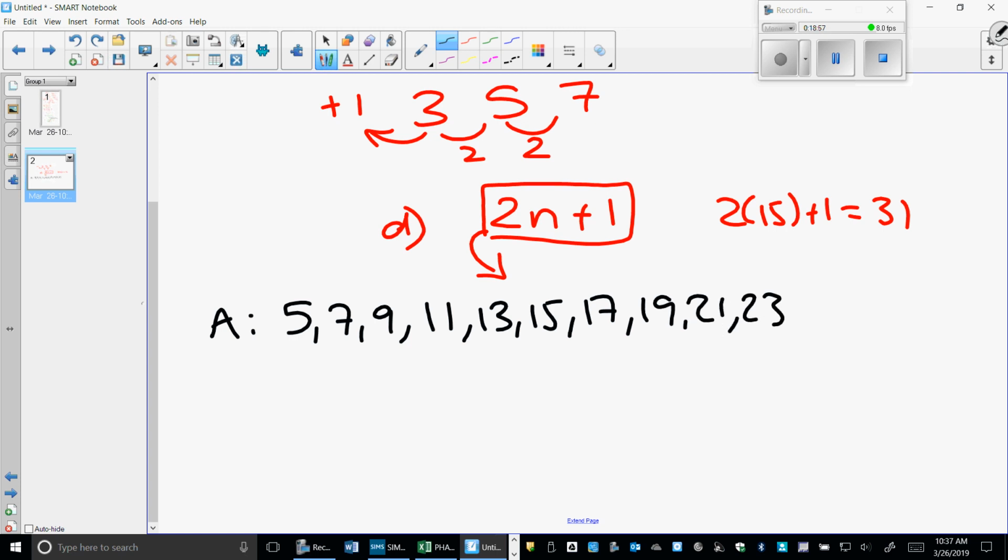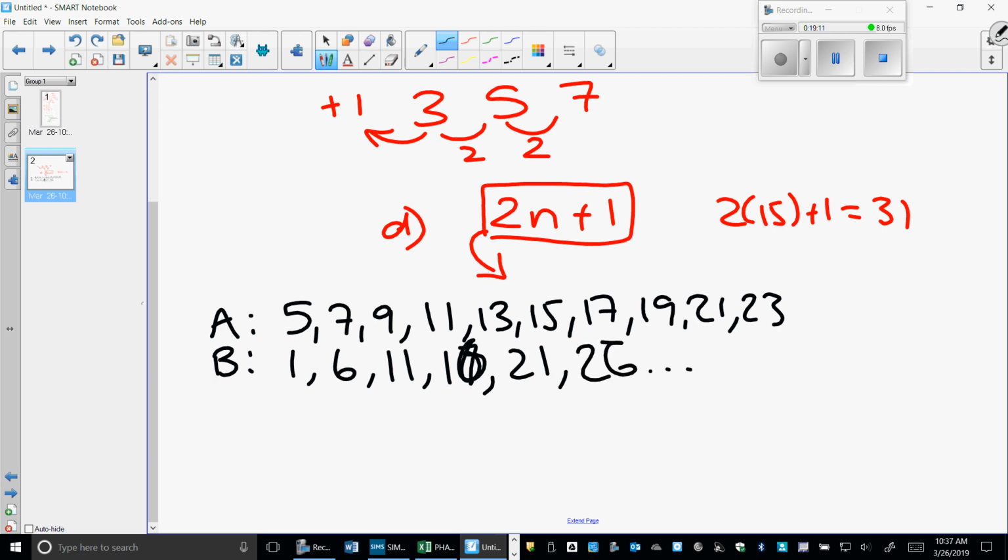So we could keep going forever. Let's do some B's. So B would have been 1, 6, 11, oops, 16, 21, 26, and so on. And then we just have to look to see what numbers are in both patterns. So 11 was, and 21 was. Okay, so there's our 2 numbers that are in both sequences.